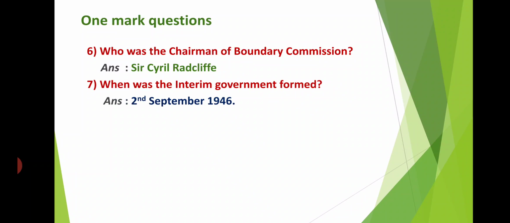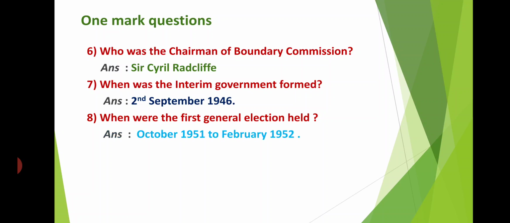Okay, the next question is, when was the first general election held? I think question number 7 and question number 8 are both very important. When was the first general election held? The answer is October 1951 to February 1952. Maximum students write only 1951 to 1952. That is also right, no doubt, but you should mention the months also.